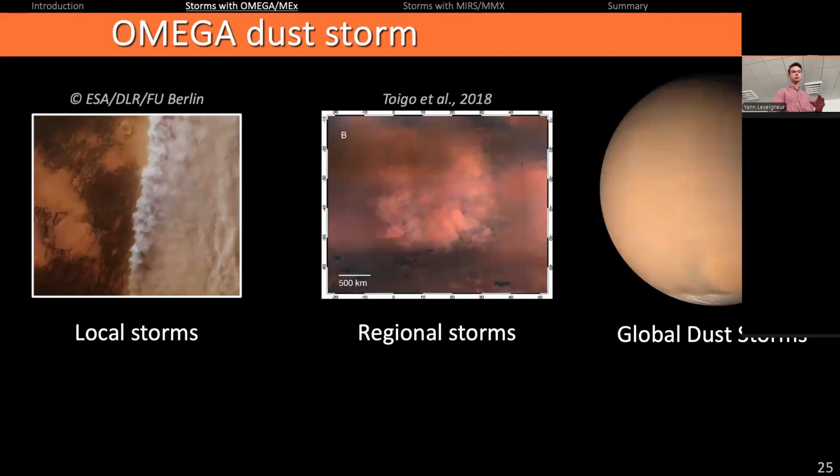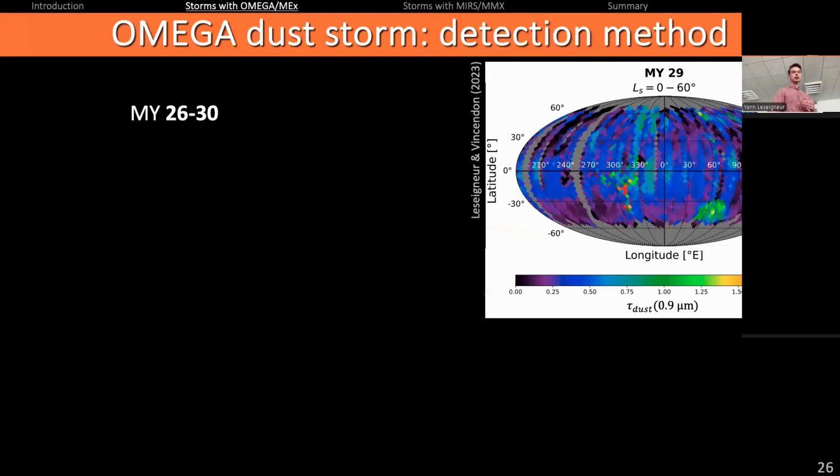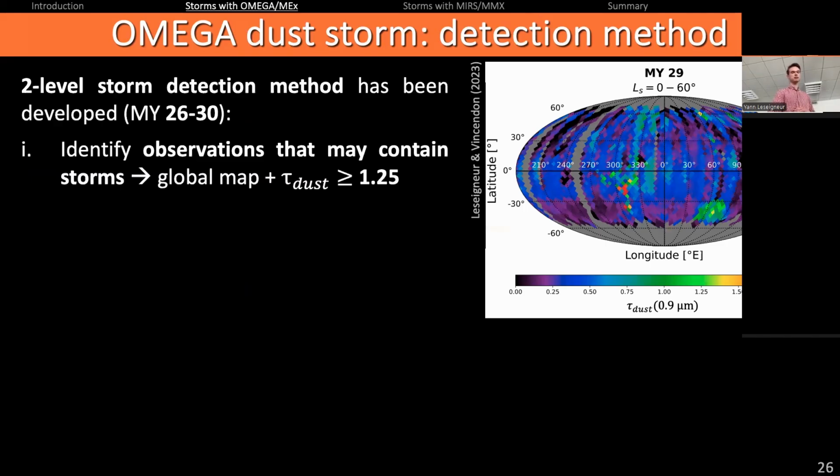Okay, so that was more of a presentation about the atmospheric dust amounts, and now if we go back to our subject about dust storms, I have developed a method to detect the dust storms using this dust optical depth dataset that I produced during my thesis. This method is divided in two levels. The first one is identifying all the OMEGA observations, so in the dataset, about 10,000 observations, to identify the observations that may contain storms, selecting all the observations that have a large amount of atmospheric dust.